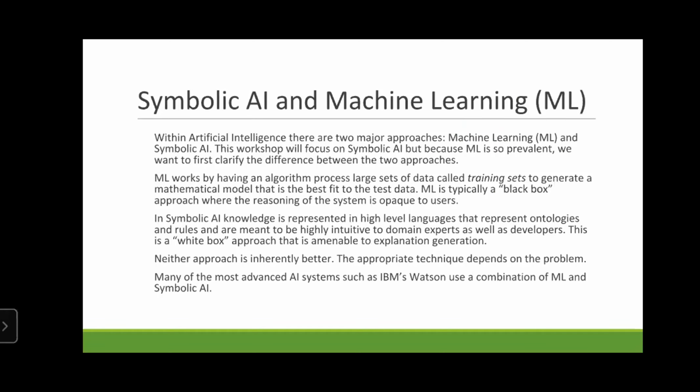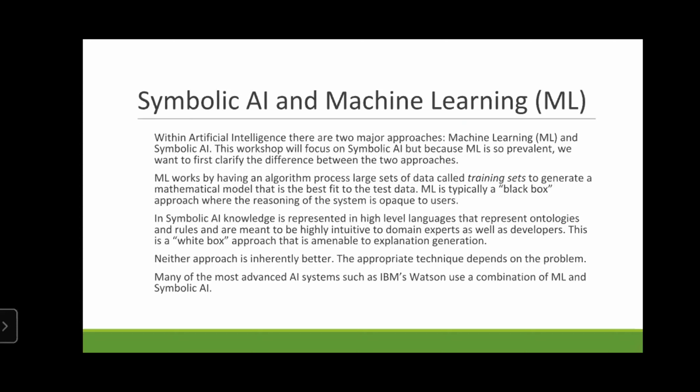Okay, so to start with, I just want to clarify the difference between symbolic AI and machine learning. Within AI right now, there are two major approaches, machine learning and symbolic AI. We're going to be focusing on symbolic AI, but because machine learning is so prevalent in the news, I thought it would be useful to start out by clarifying the differences between the two approaches.